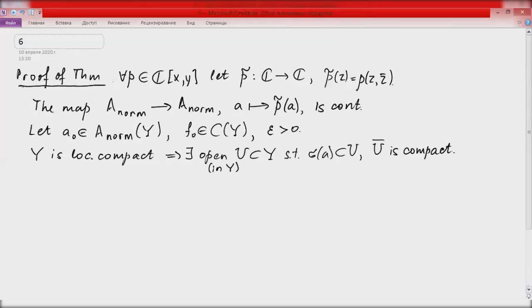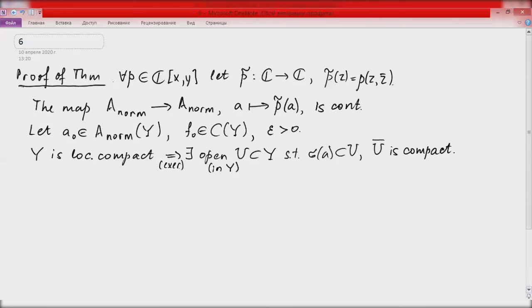Well, actually, there is a little exercise here. By the very definition of locally compact space, each point in Y has a neighborhood whose closure is compact. But the standard compactness argument shows that for each compact subset of Y, there is a neighborhood of this subset whose closure is compact. So we know that such U exists.